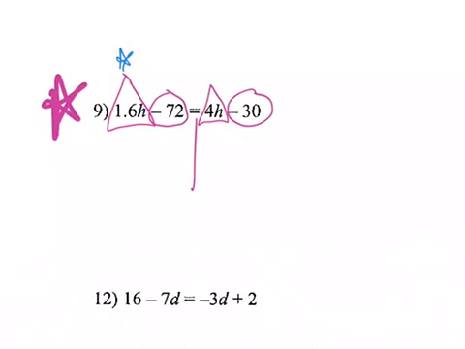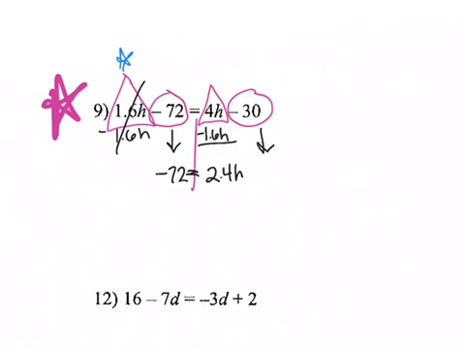How do I get rid of that positive? Minus 1.6h. Bring everything else down, even with the sign in front, like that minus 72. Now it's negative 72. And then what is 4 minus 1.6? Good, 2.4h. And bring down your last number with the sign in front. So I've got a circle, a triangle, a circle.